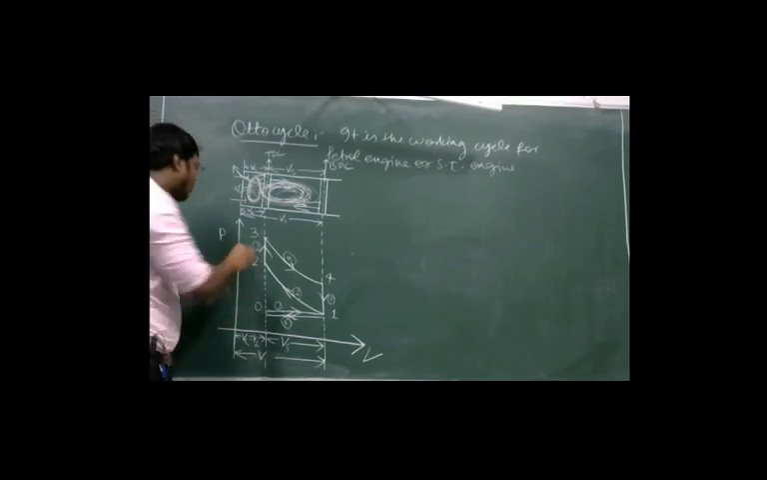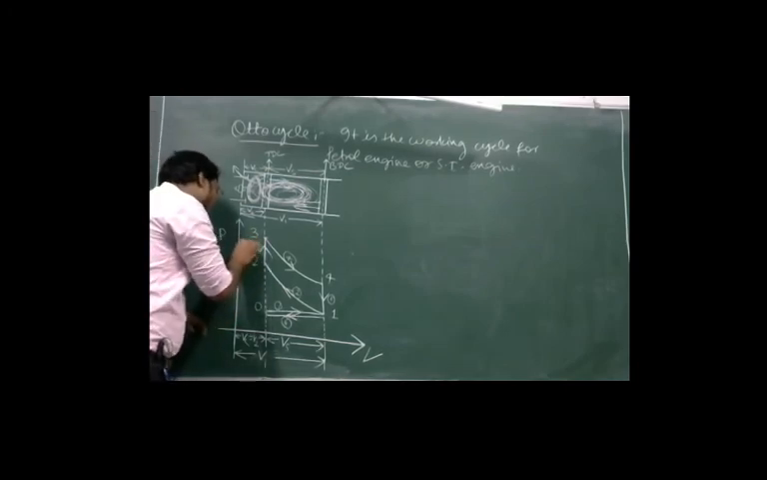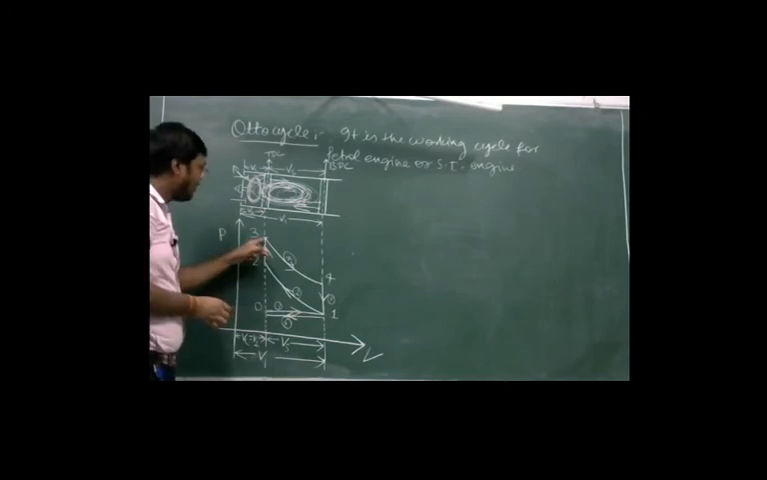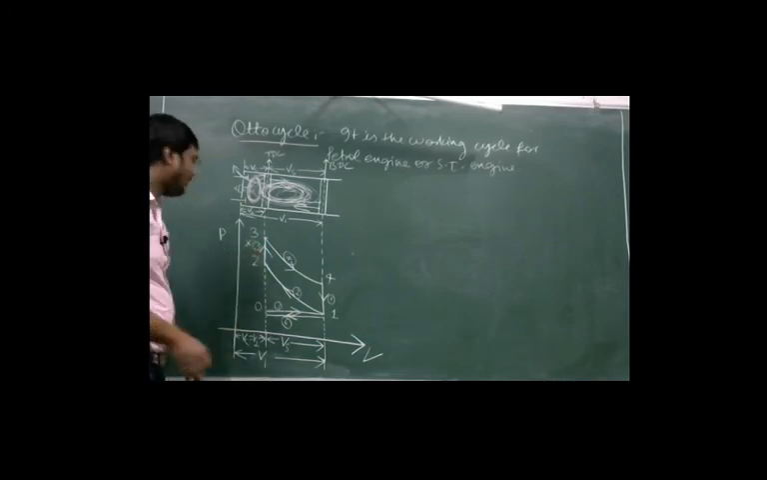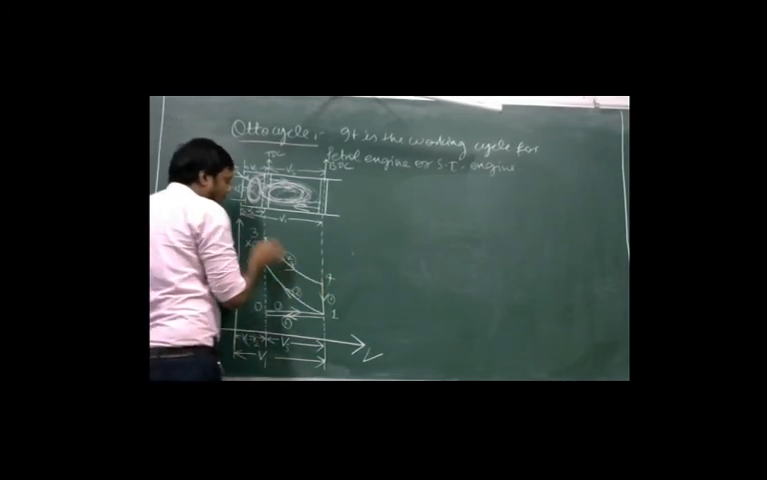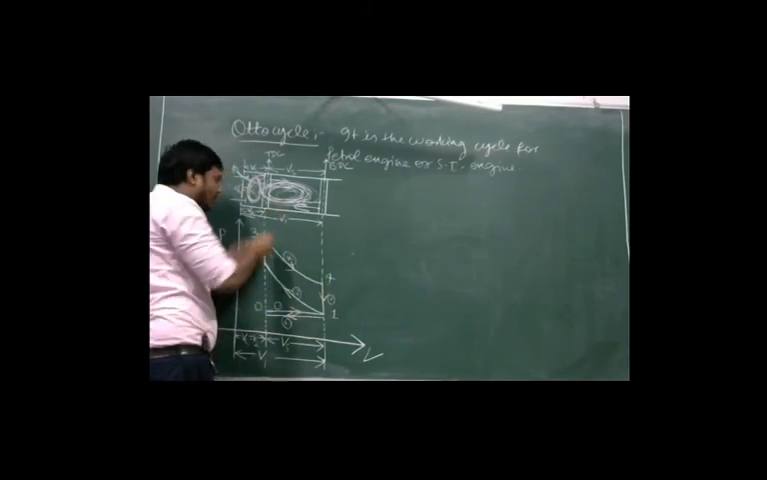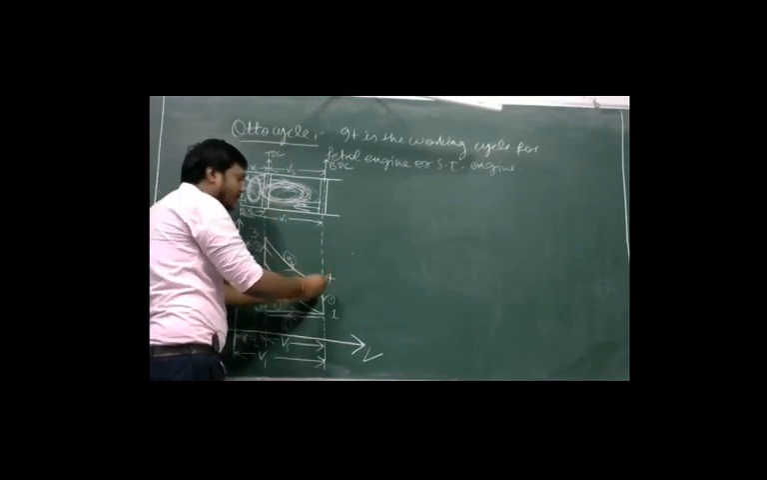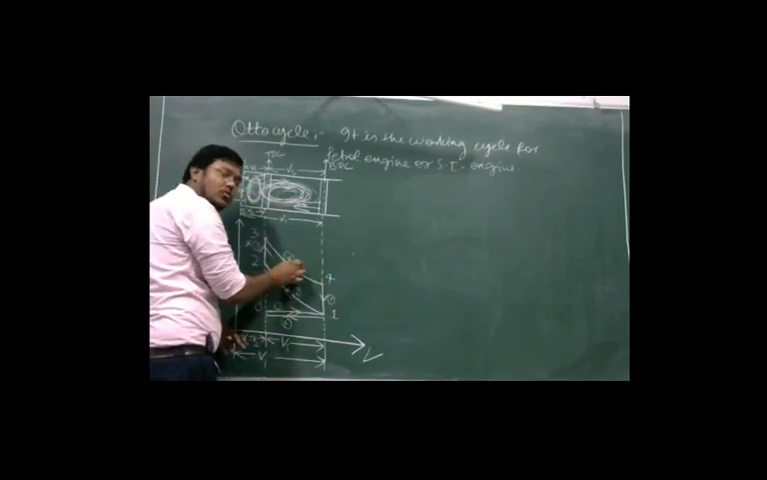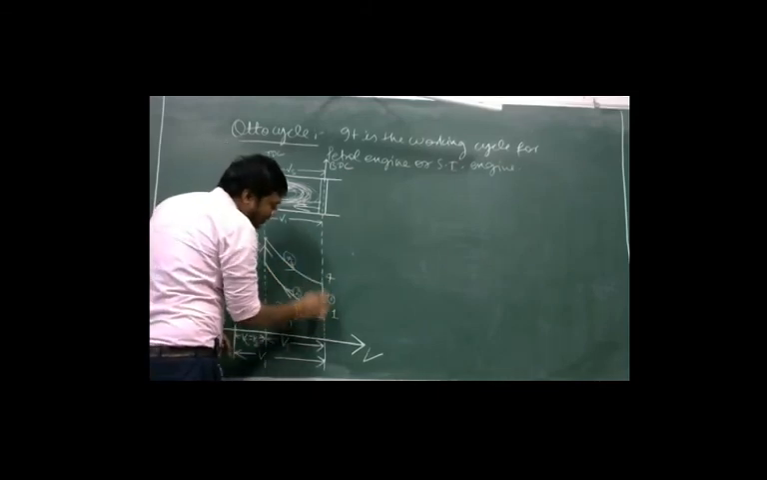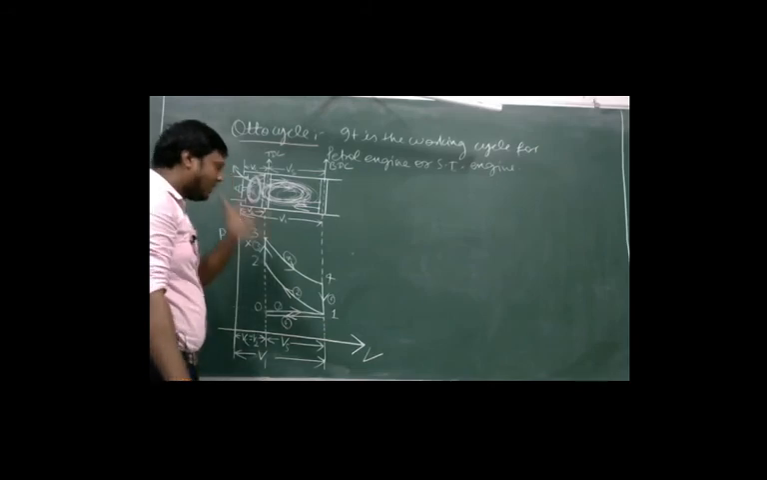Okay. So we cannot say this is a stroke because piston is not moving from TDC to BDC. Piston remains at TDC. So this is not a stroke. Again, from 3 to 4 during expansion process, piston is moving from TDC to BDC. Piston is moving here. So this is a stroke. But from 4 to 1 during heat rejection process, again piston is not moving.